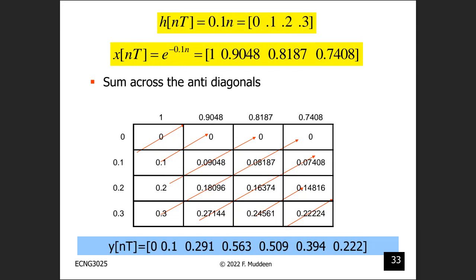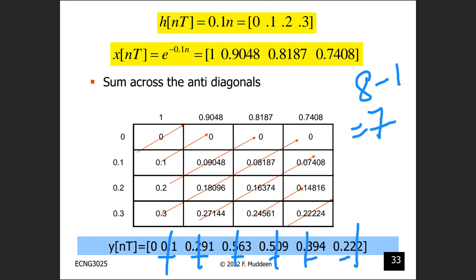And if you need to check it, what did we say? We have 4 values. X is 4 values, H is 4 values. So that's 8 in total. So the convolution has to have 7 values in them, right? So 1, 2, 3, 4, 5, 6. Wait a minute. Oh, because it is 0, sorry.